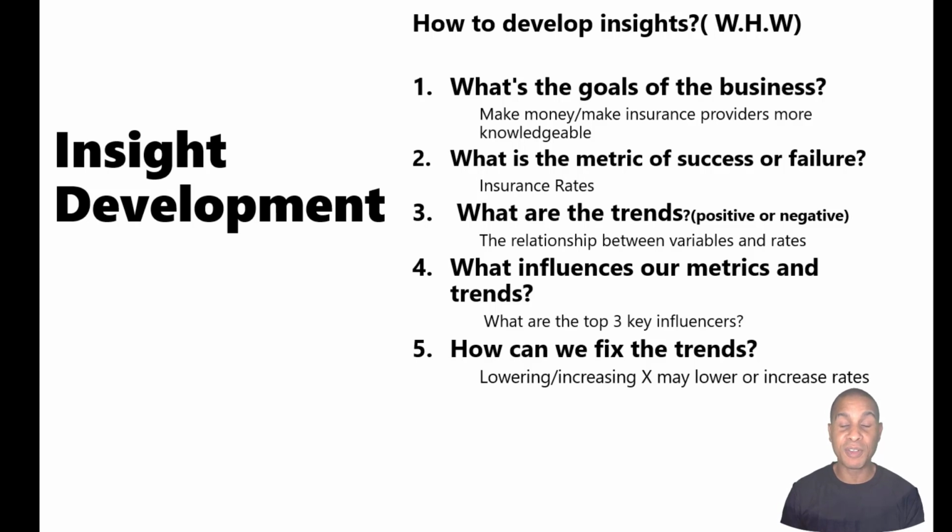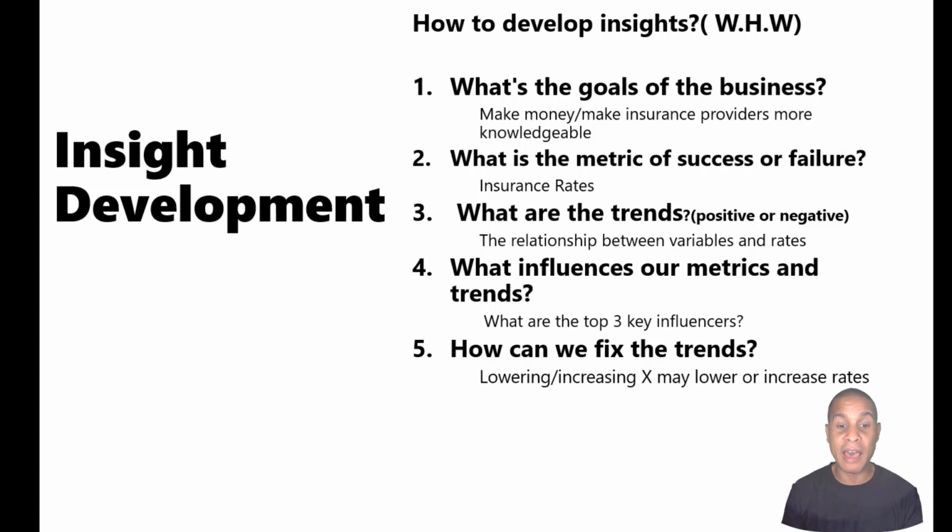So what is the metric of success or failure? It's going to be insurance rates. So what drives that cost up or down? What are the trends, positive and negative? And that falls into the relationship between the variables and the insurance rates. Maybe age drives insurance rates up or down, and we'll discover that in our analysis.